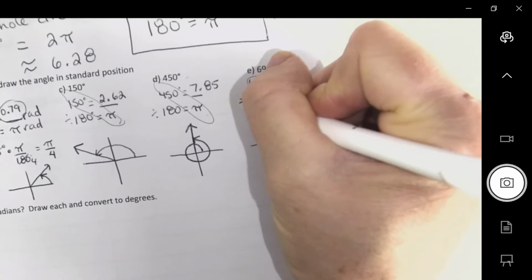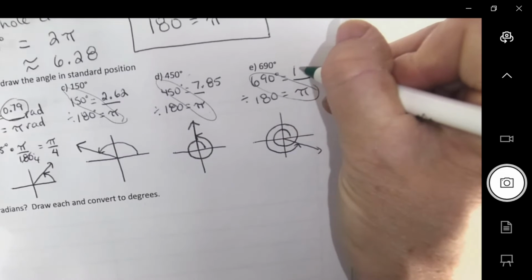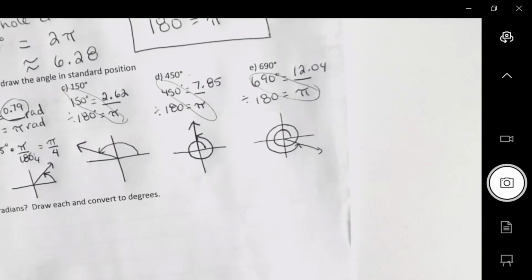So times and divide is always what we're doing. Ooh, I had a pretty good guess here. 12.04 is what it came out to be.